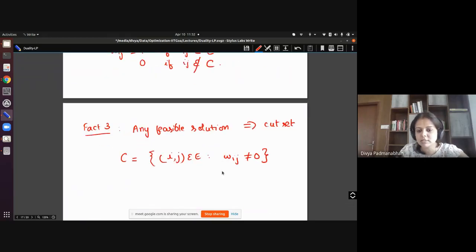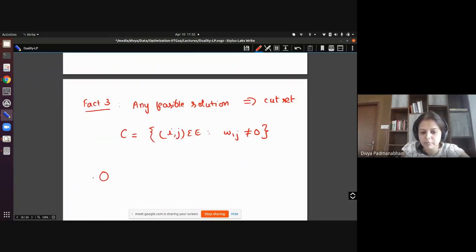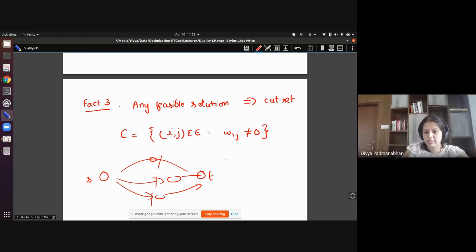The claim is also about every path. This is the network, you have all kinds of paths going this way, and the claim is that from every path, one edge will be part of this set C. So Wij will be greater than 0 for at least one edge from each path. Otherwise, it's not going to be a cut. Let's see why this is true.